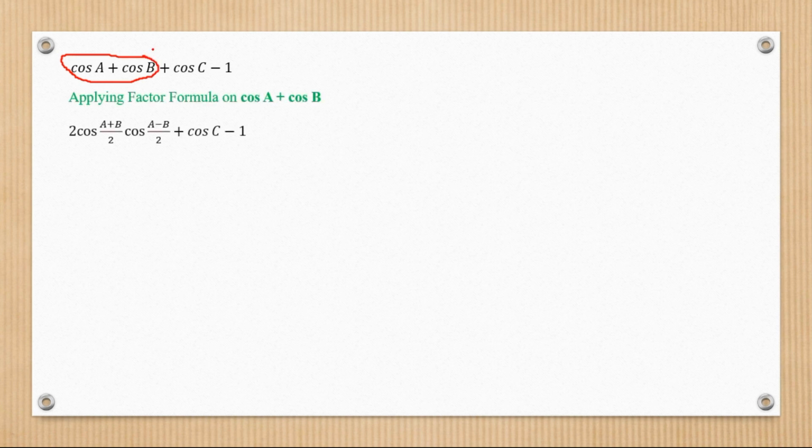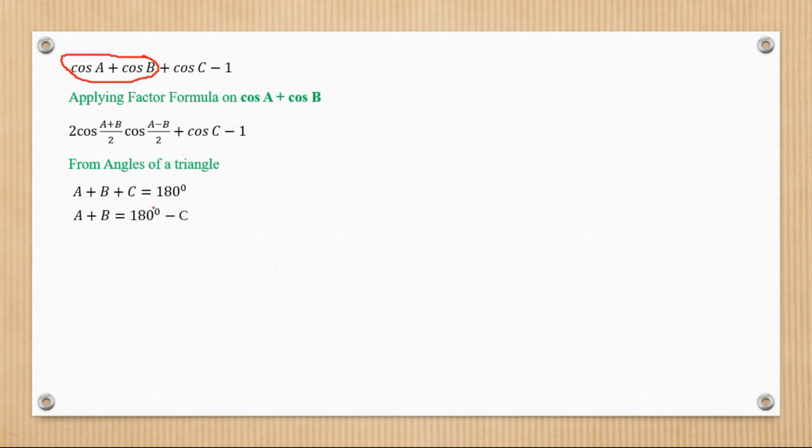I'm going to apply the factor formula there, and this will become 2 cos A plus B over 2 cos A minus B over 2. So the factor formula brings out that. The next step is to remind ourselves of the rules from the angles of a triangle. We're going to convert this into a C. You know from angles of a triangle that A plus B plus C is equal to 180 degrees. So if we make A plus B the subject, we have A plus B being equal to 180 degrees minus C. So that's where we go.